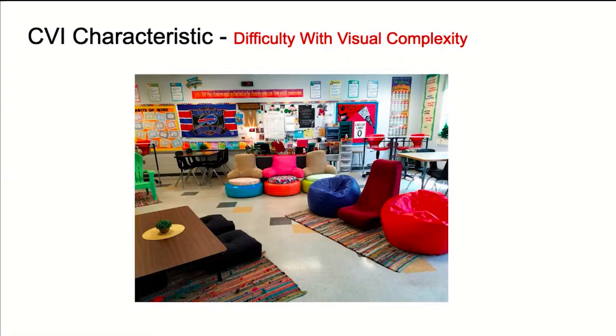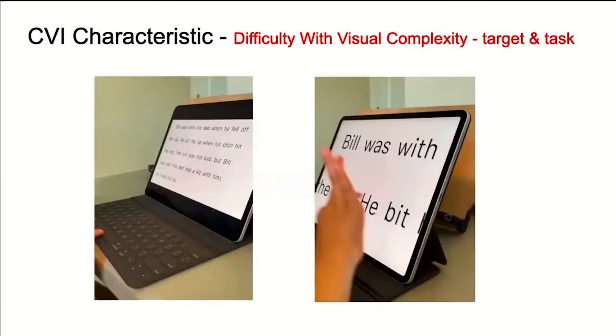CVI characteristic of difficulty with visual complexity. Sorry, Judy. So this image gives you a sense of, if you're like me, I'm just like, whoa. This shows you all the aspects of an overly visual complex environment. And just picture when you add a teacher and students and noise and commotion, movement, it's a disaster in the making, okay? So we go on to explain to you, to show you difficulty with visual complexity, target and task.